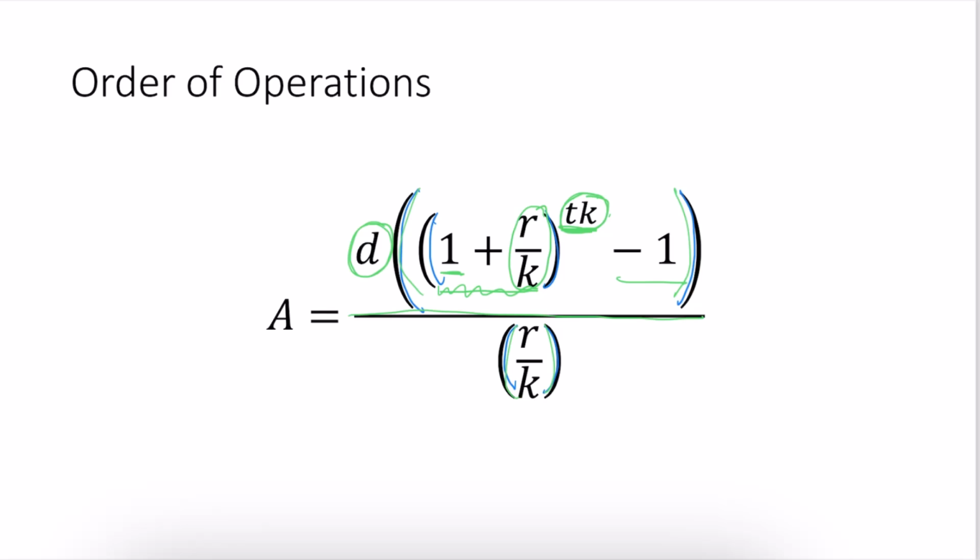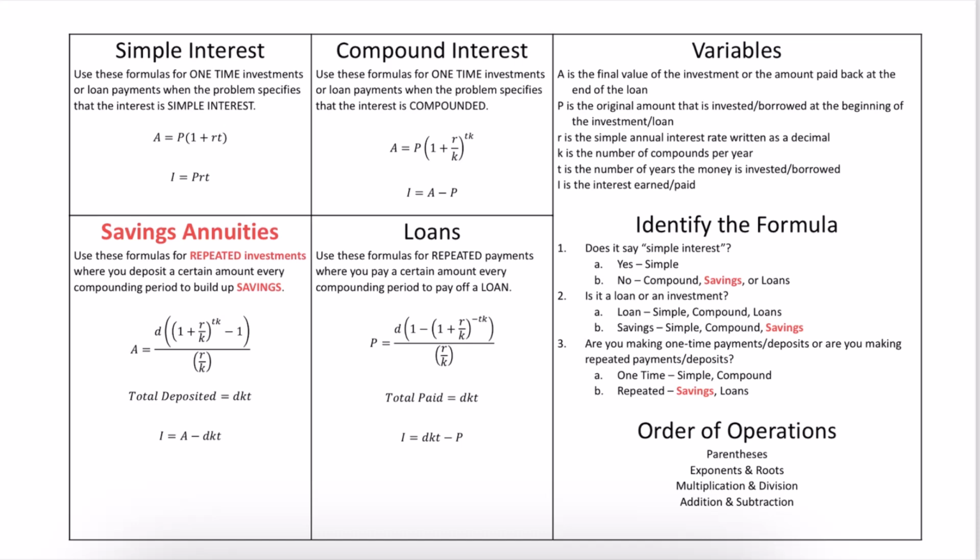So just a reminder of where the savings annuities formulas fit in on your formula sheet. The savings annuities formula apply to situations where it does not say simple interest, where it's specifically an investment, and where you're making repeated payments or deposits, because the whole idea of savings annuities is most people don't invest a huge chunk of money all at once. Instead, they'll kind of build up their savings by depositing a specific amount every month. And so that's what the savings annuities formula accounts for.